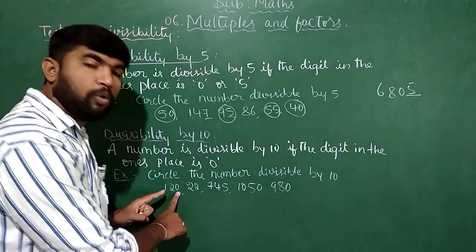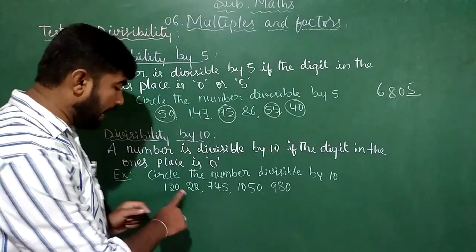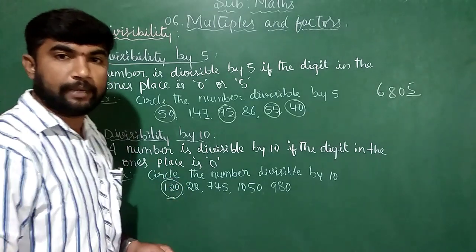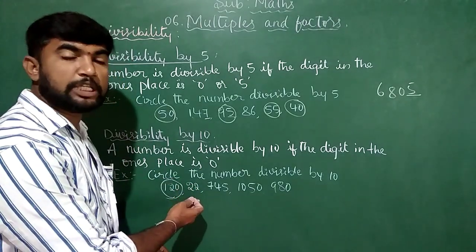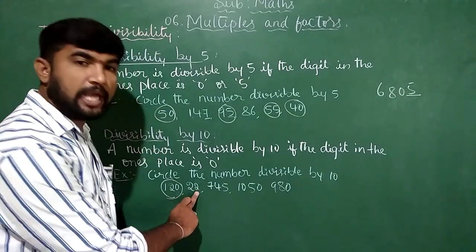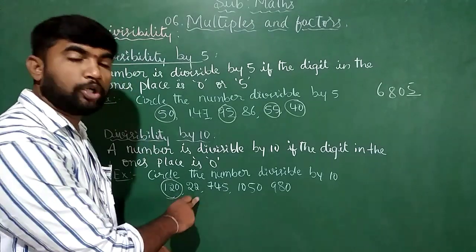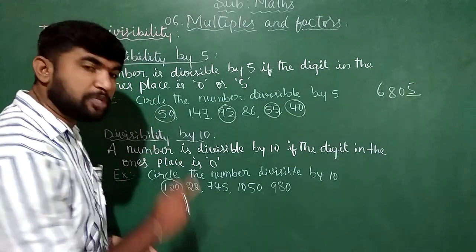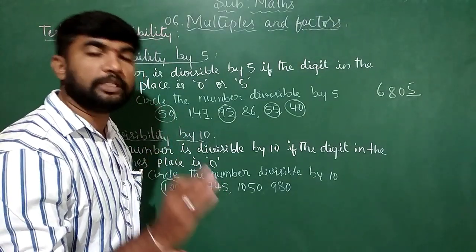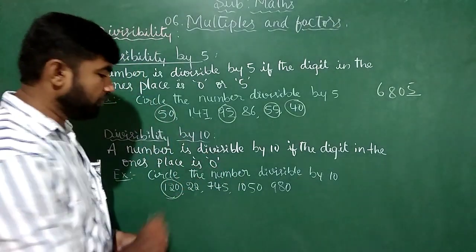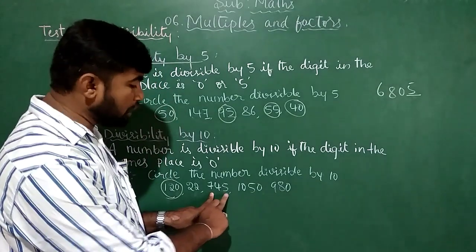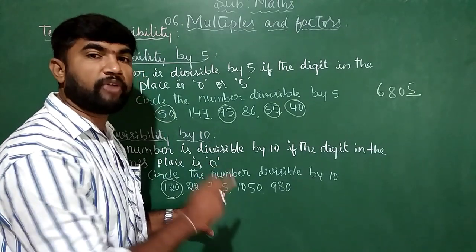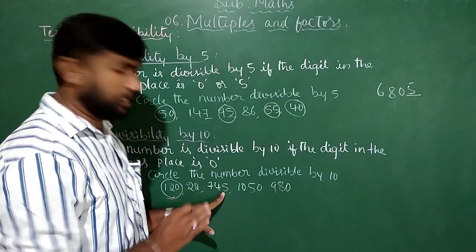120. In 120, the ones place value has a 0, so 120 is exactly divisible by 10. The next value is 22. In 22, the ones place value is a 2, so 22 is not divisible by 10. Why? Because if the ones place has only 0, then it is divisible by 10. Next, 745. Here also the ones place has a 5, so 745 is not exactly divisible by 10.